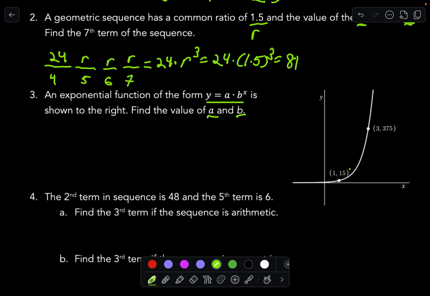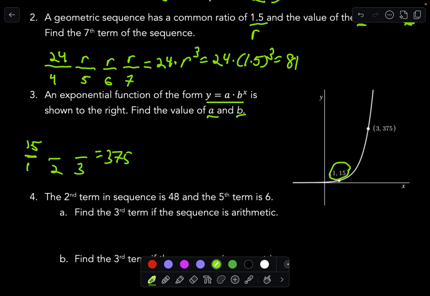So we got two values. We got initially, the first value is 15. Then we got the second and the third, and that's 375. Oh, I'm sorry, let me write better. And that's got to equal 375.